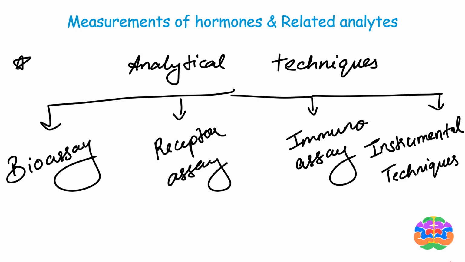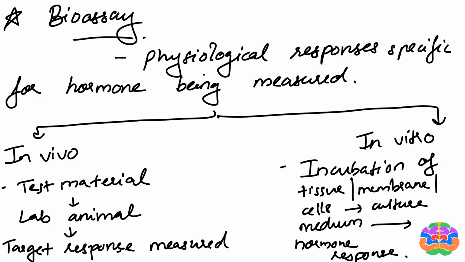How do we measure the hormones and its related analytes? So, in our day to day laboratory, we use four major techniques. First, being the bioassay, then receptor assay, immunoassay, and instrumental techniques. Let's begin with bioassay technique where physiological responses specific for hormone is measured by two methods, either in vivo or in vitro method.